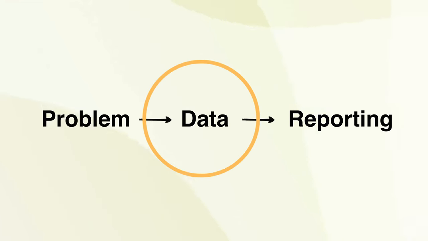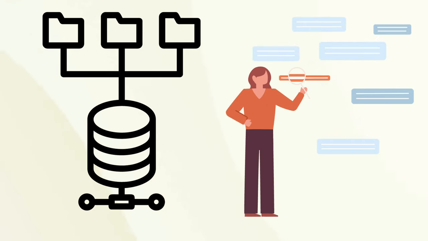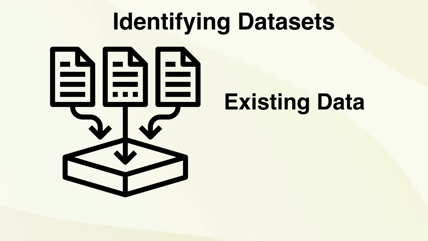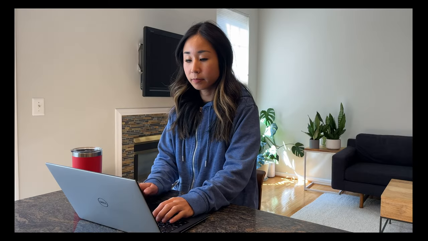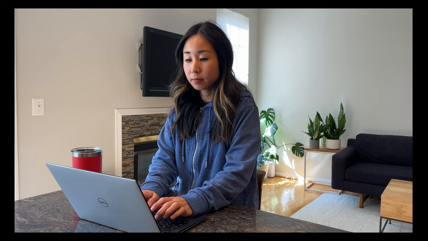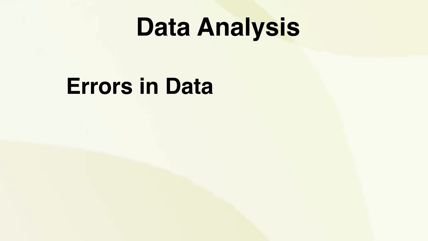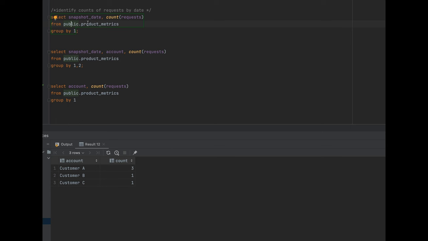Data can come from a variety of sources, and it is the data analyst's job to figure out which data set best solves the problem and collect it. This involves using existing data sets or generating new ones through an object storage or a data lake. And once I have identified all the data sets I need, I analyze it for reporting. This includes identifying errors in the raw data and transforming it into an aggregated data set that allows me to easily create insights for reporting.